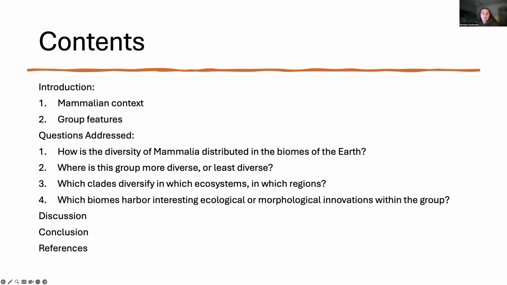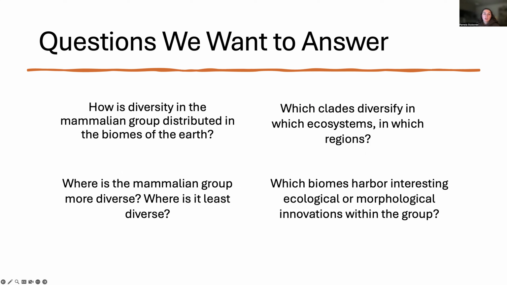The contents for this: we're going to go over mammalian context and group features. We're going to address a handful of questions: how the diversity of Mammalia is distributed in different biomes of the Earth, where the group is more diverse and least diverse, which clades diversify in which ecosystems and regions, and which biomes are interesting ecologically and morphologically in terms of their innovations within the group. Then discussion, conclusion, and references.